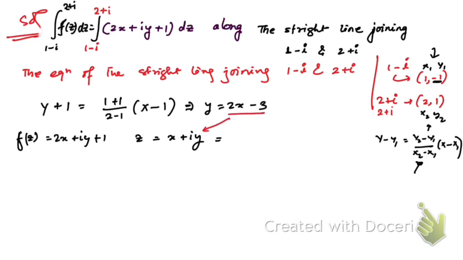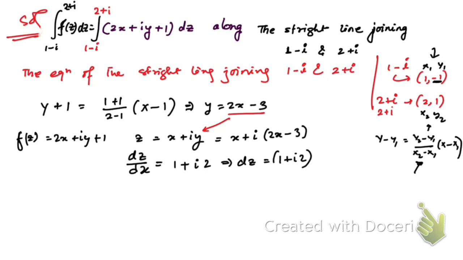Then what are we going to have? x plus I y, where y is twice x minus 3. Now let us differentiate this, del z by del x. Then it's going to be 1 plus I, 2 into x. If you differentiate this, it's going to be 2 only, so that's what we have got. So dz is going to be 1 plus I 2 into dx.